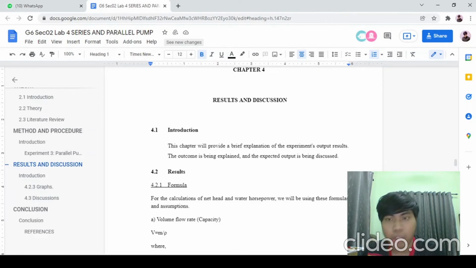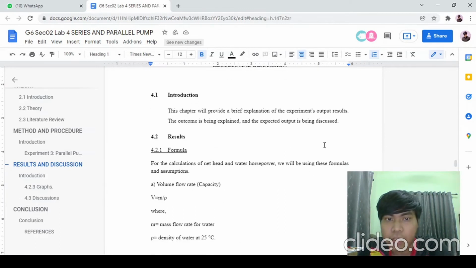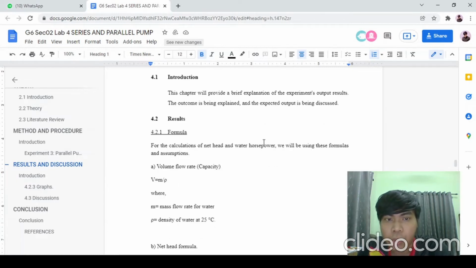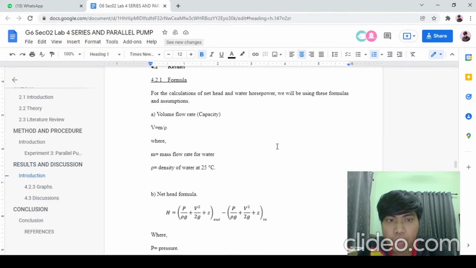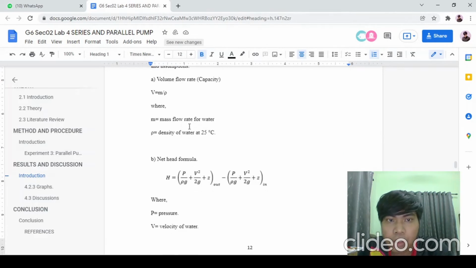Today I will explain our results of this experiment. This chapter will provide a brief explanation of the experiment output results. First, we go for the formulas. For the calculation of net head and water horsepower, we used these formulas and assumptions, including the volume flow rate.